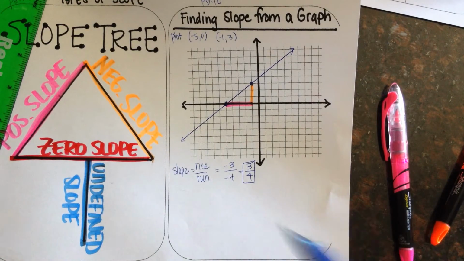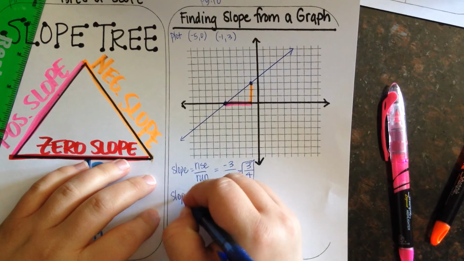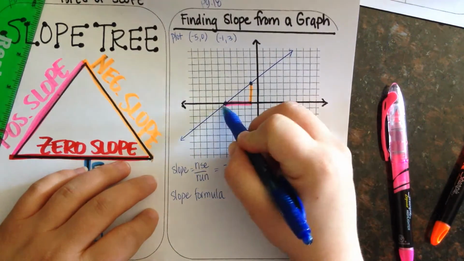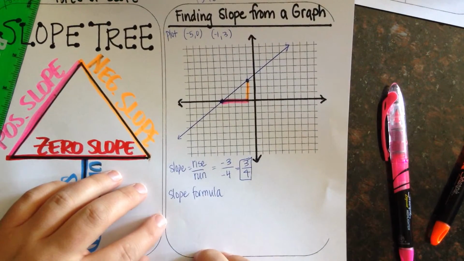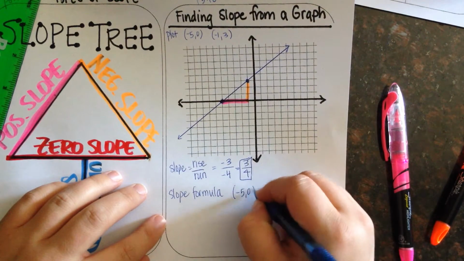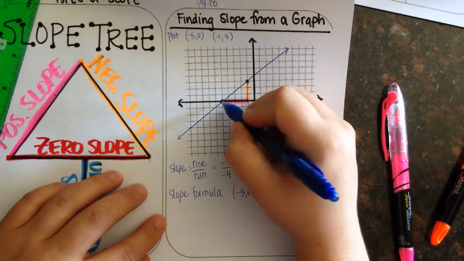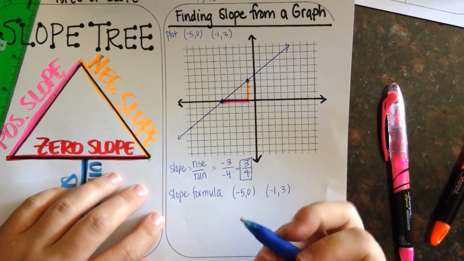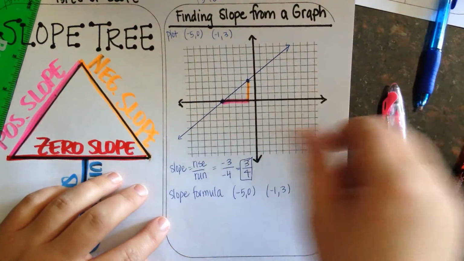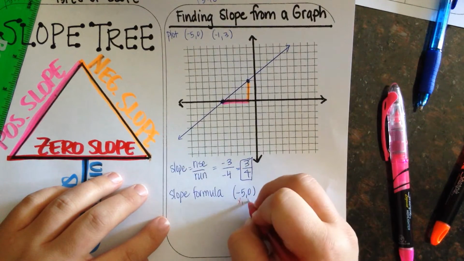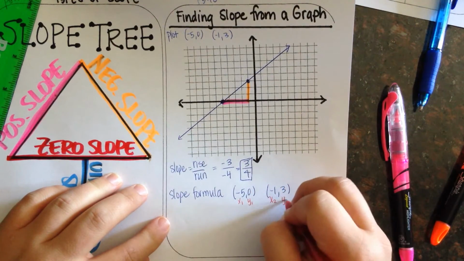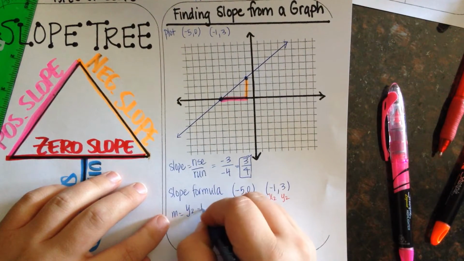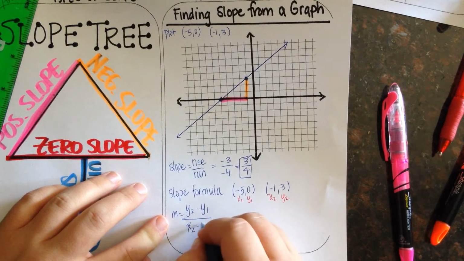Okay. The other way you can do is use slope formula. Since we know the coordinate pairs of these 2, -5, 0 and -1, 3, or we can even pick out a new point where it crosses, that's fine. Most of the graphs may have little dots already on there. We can label this as x1, y1, x2, y2. And then we can plug that straight into our slope formula of y2 minus y1 divided by x2 minus x1.